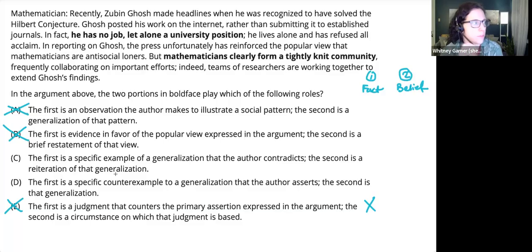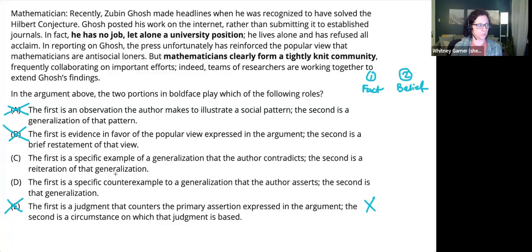So now we're down to this weird language. The first is a specific example. And the first is an example of a generalization that the author contradicts. The first is a counterexample to a generalization that the author asserts. Wow, this is some double negatives, right? So is the first part of a generalization that the author contradicts? Yes, that is true. But it is also true, right? So it is a generalization of something he disagrees with, but it is a counter to something they agree with. So it turns out that the first half, again, is true for both of these.